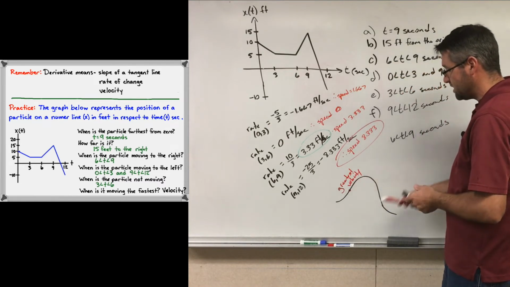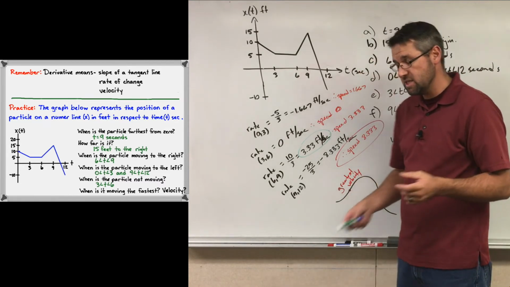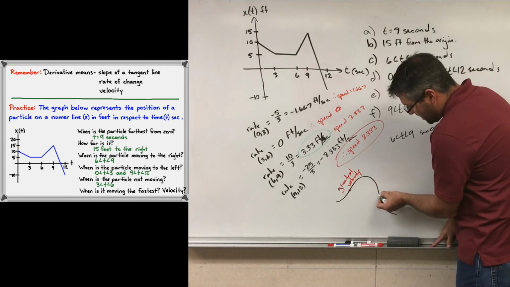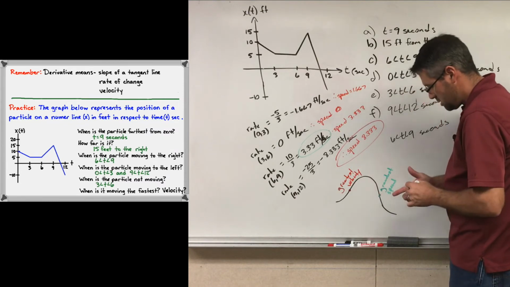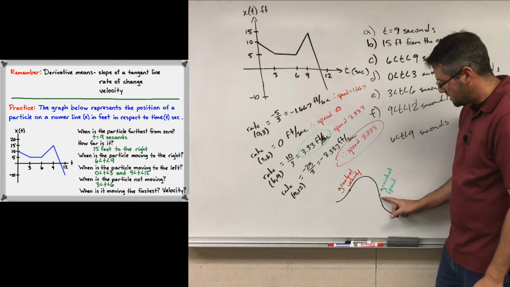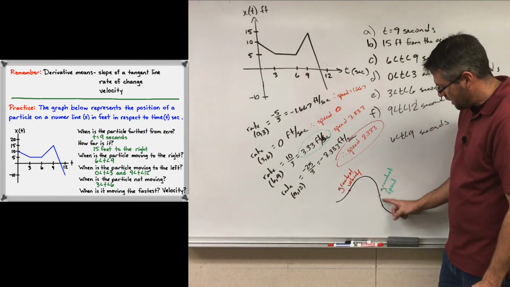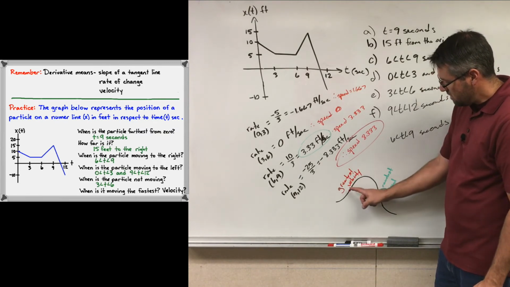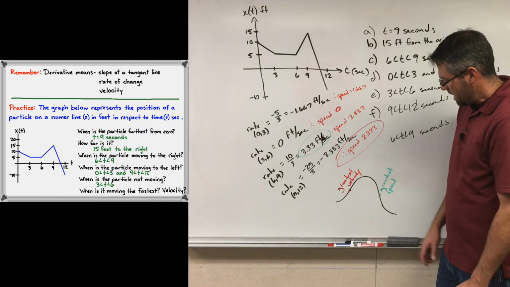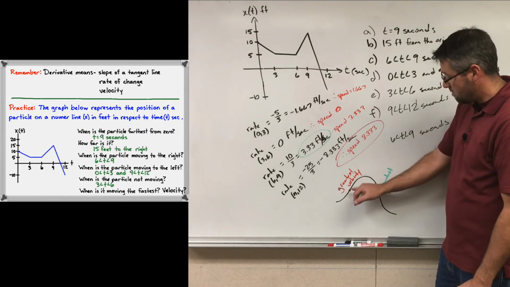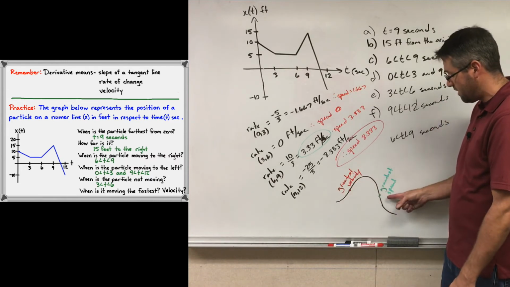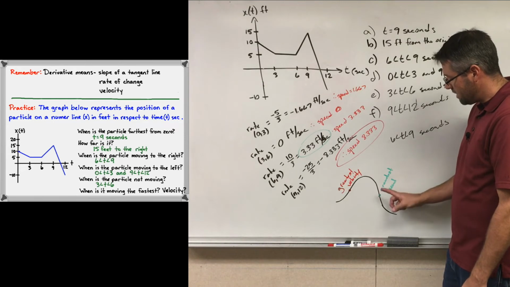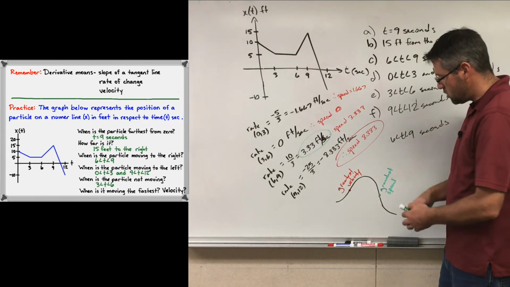Well, where is the greatest speed? Because again, speed is the absolute value of velocity. The greatest speed would be here. Why is that? Because this is a negative velocity. This tangent line right here is steeper than that tangent line would be. It has a negative slope. That has a positive slope, so obviously the velocity is greater here because it's a positive value where this is a negative value.